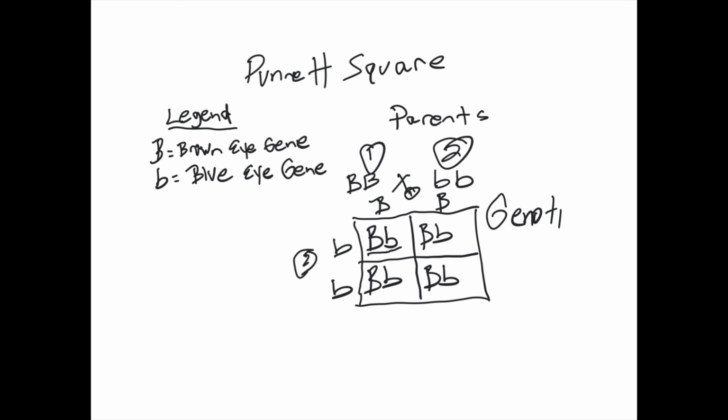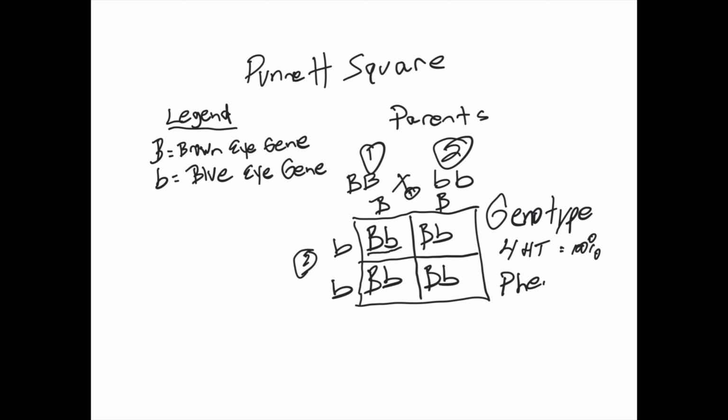The first thing you need to write down is your genotypic ratio. I'm just going to write down genotype for short. We have four that are heterozygous. I'm going to use HT for heterozygous. That's going to represent 100%, 4 out of 4.